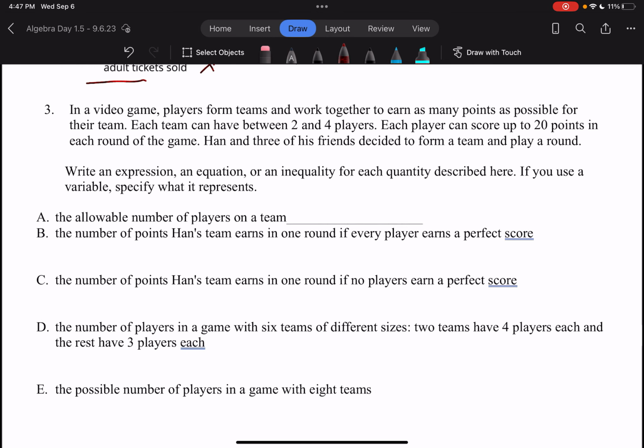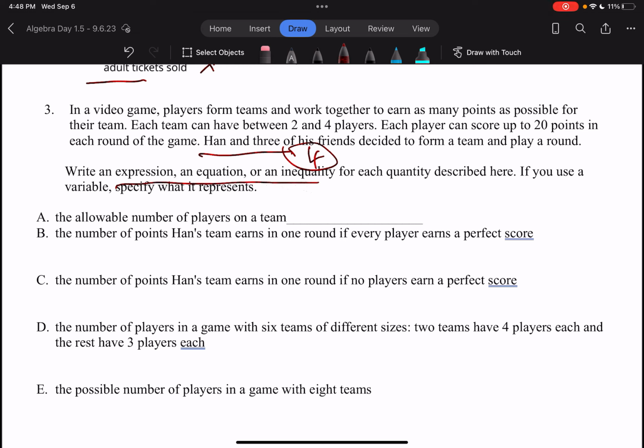Number 3, in a video game, players form teams and work together to earn as many points as possible for their team. Each team can have between 2 and 4 players. Each player can score up to 20 points in each round of the game. Han and 3 of his friends, so that's 4 people, decide to play a round. Write an expression, an equation, or an inequality for each of the quantities described here.